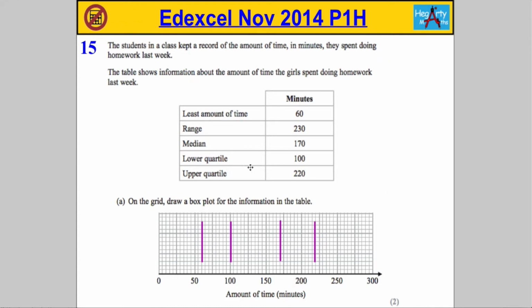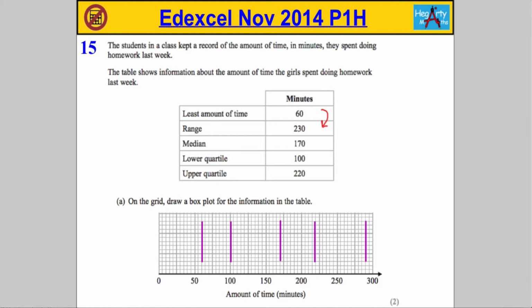And then the last part, it says that the range is 230. Now, if this is 60 here, and the distance between the smallest value and the biggest value is 230, that would make the highest value 290. So it's going to have to be here. Okay, so how we've worked it out again, to get from here to here, the range is 230. So 290 subtract 60 gives me 230. So that's how we work that one out.